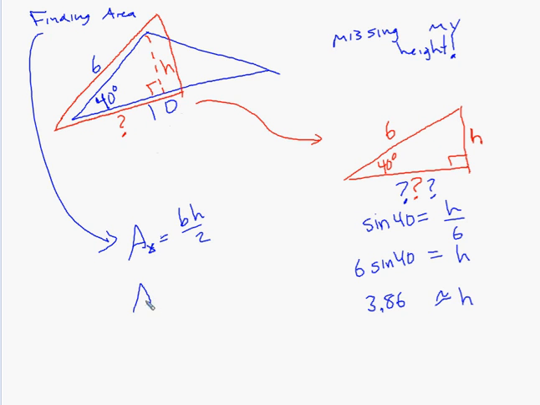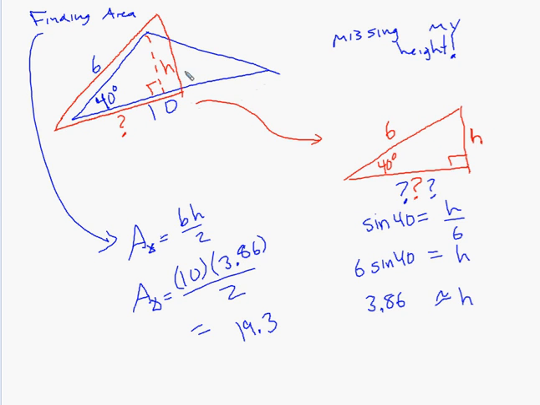So now I'm ready to go to my area. Area of the triangle is my base, which is 10, times my height, which is not going to be 6, it's the 3.86 that we just calculated, divided by 2. So we get 19.3.